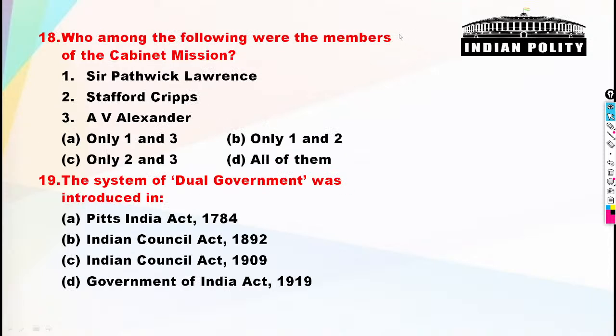Then, who among the following were the members of the cabinet mission? All of them were the members of the cabinet mission: Patrick Lawrence, Stafford Cripps, and A.V. Alexander. They were the members of the cabinet mission who had recommended the establishment of the Constituent Assembly. So you can say the answer is D.